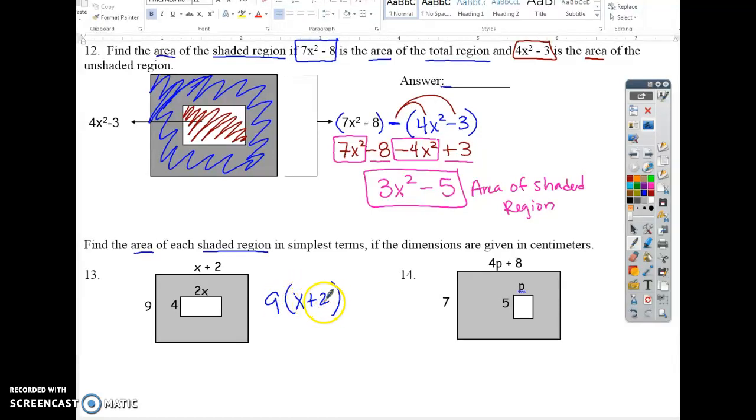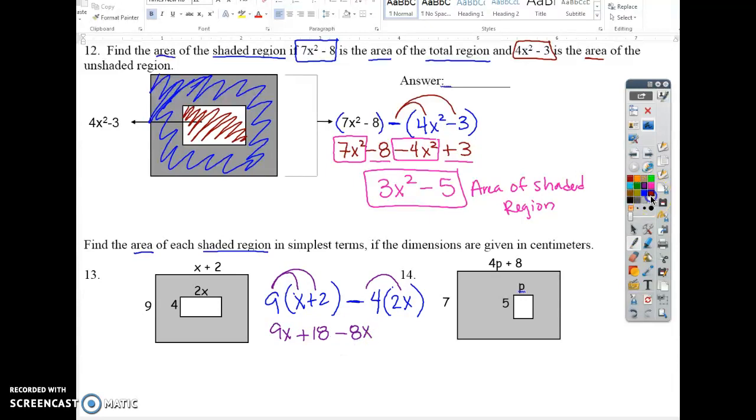9 times x plus 2. Remember, length times width. That gives me the area of everything inside. Minus, because I want to subtract, the area of this little rectangle here, which is length times width, 4 times 2x. Okay? So just like the homework, you're going to distribute and combine. 9 times x, 9x. 9 times positive 2, positive 18. Negative 4 times 2x, negative 8x.